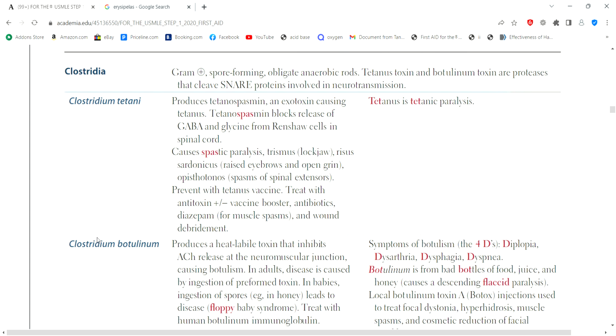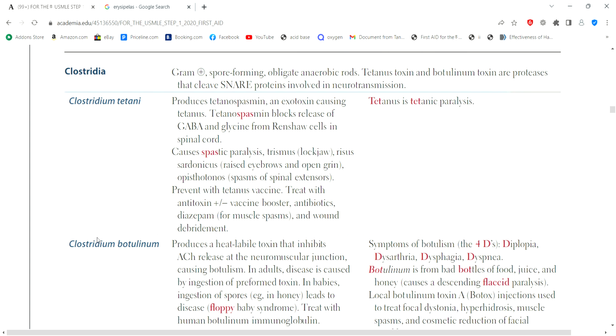So here, yeah, it is gram-positive, spore-forming, obligate anaerobes. That means that it must be in an oxygen-free area, like inside your foot, to survive. Rods. Okay. Tetanus toxin and botulinum toxin are proteases that cleave SNARE proteins involved in neurotransmission. Proteases are what? Proteases are things that break down proteins. SNARE is something that's found in your body. And the tetanus toxin and the botulism toxin both go in and cleave SNARE, so that SNARE can't do its job anymore. So we're going to get into that.